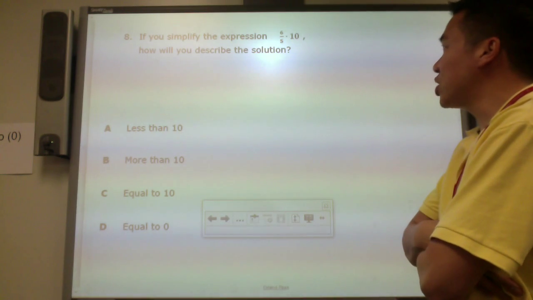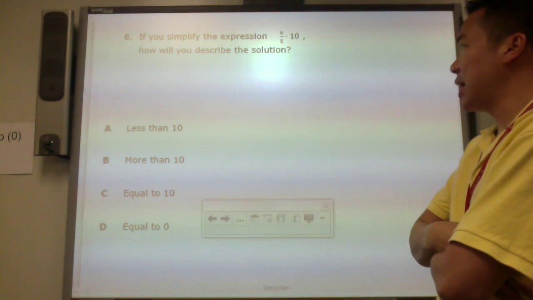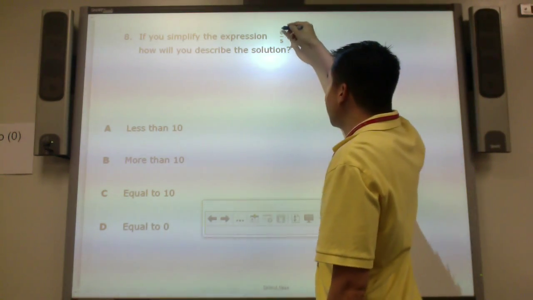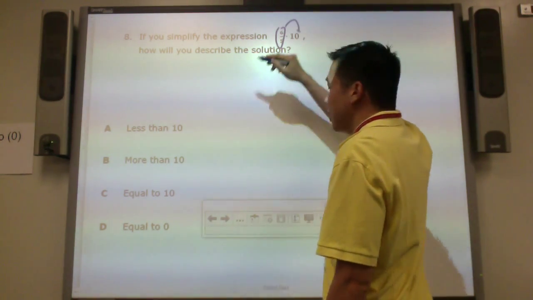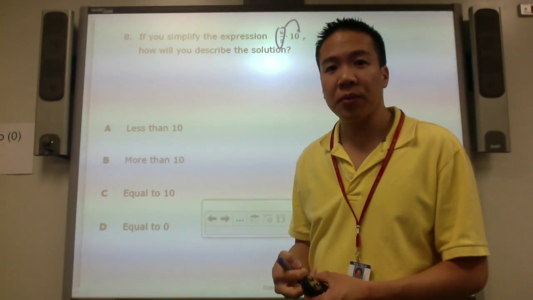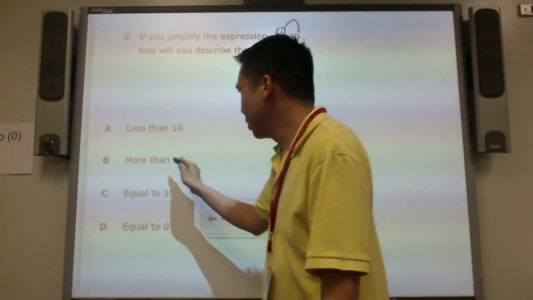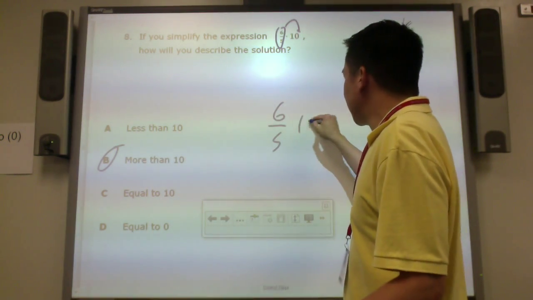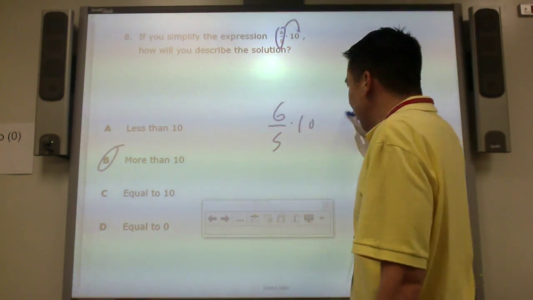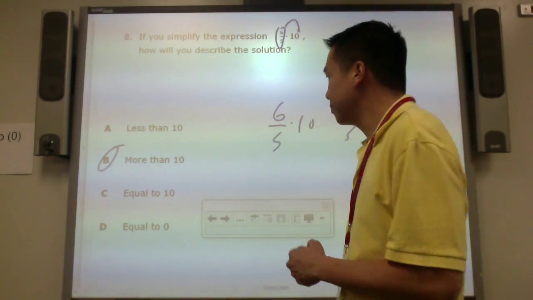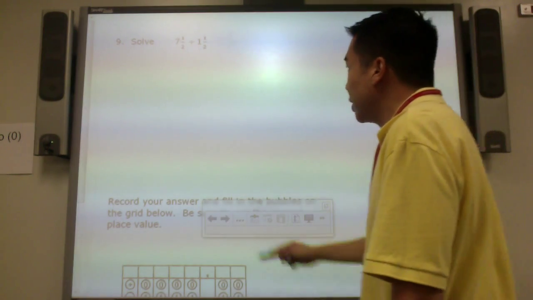Number 8. If you simplify the expression 6/5 times 10, how would you describe the solution? So what's 6/5 of 10? Is this 6/5 more than 1 whole or less than 1 whole? It's more. It's going to increase our quantity. B is the answer. If you show 10 groups of 6/5, it increases the quantity.